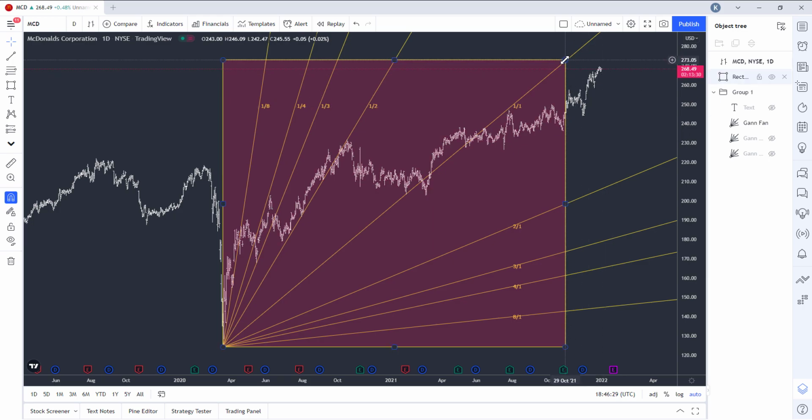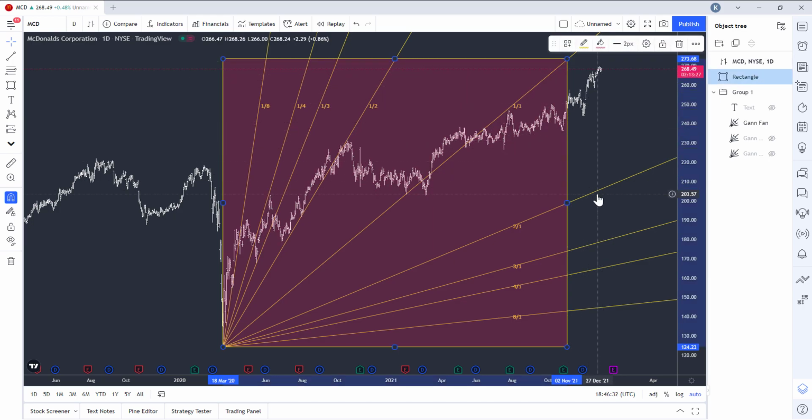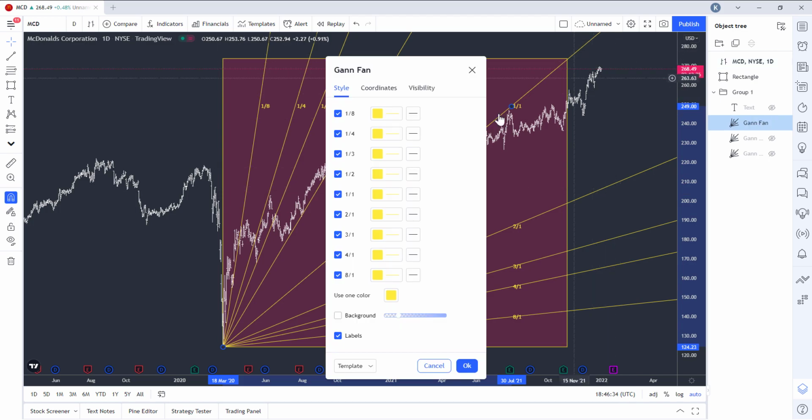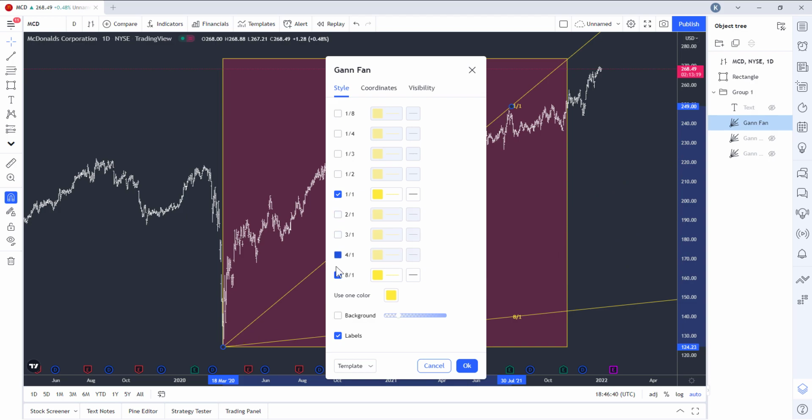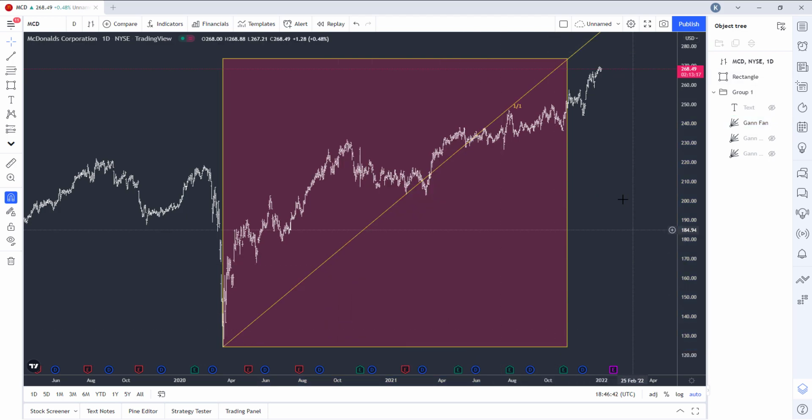So let's say this is a perfect square, and one second, let me hide the angles as well. So this is the only angle that cuts the square into two exactly equal sized triangles. That's why this angle, the 1 by 1 angle by itself, is more important than other angles.